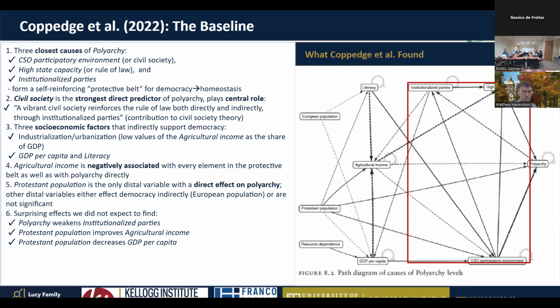And this is kind of a revision from previous literature. This was saying per capita GDP, which everybody had talked about, is the single most important variable for explaining democratization. According to this model, it has only an indirect effect. It has an effect mainly on affecting the civil society participatory environment.